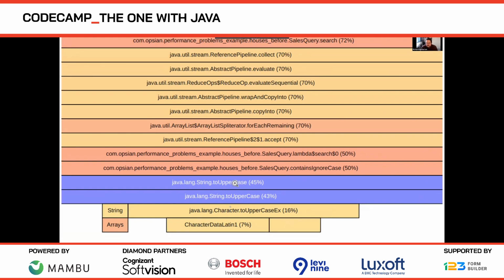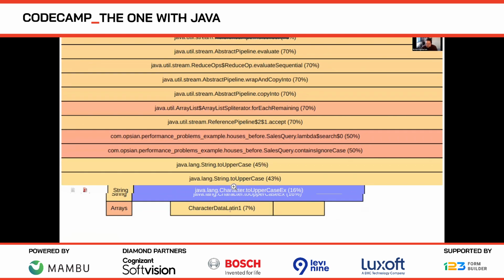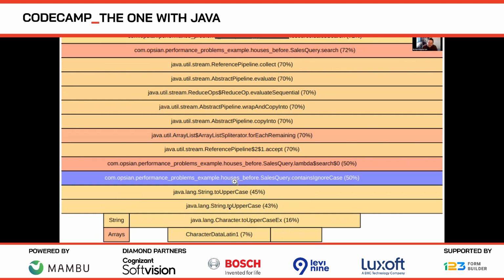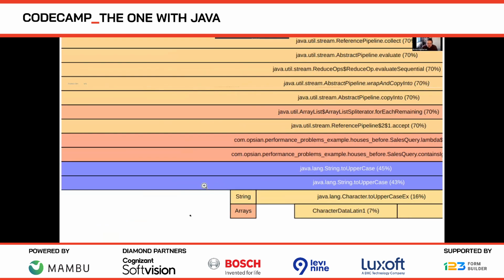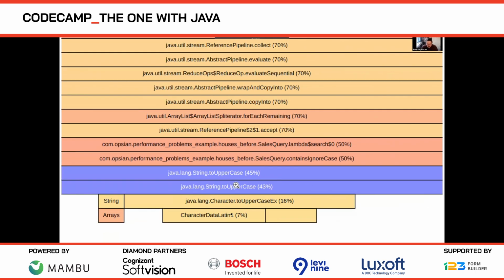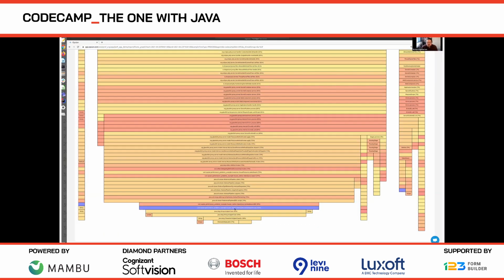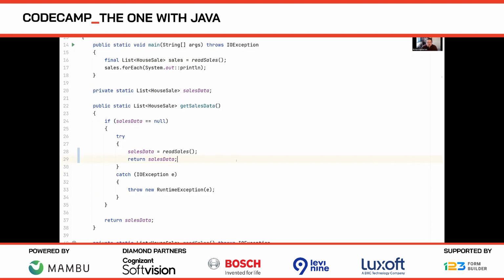The exciting bit comes in here, lower down, where we see a contains ignore case method that takes up a bunch of time. And within that contains ignore case method, we see a bunch of toUpperCase methods, which have a lot of self time. So why are we calling String.toUpperCase so much?